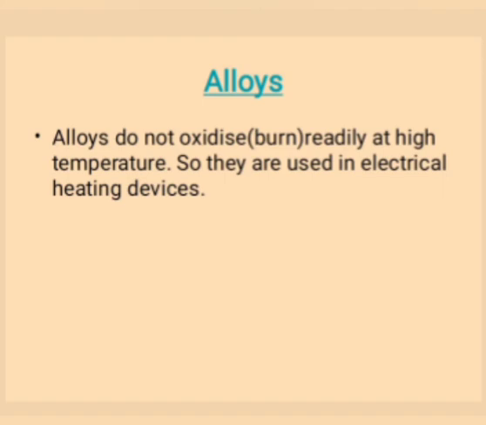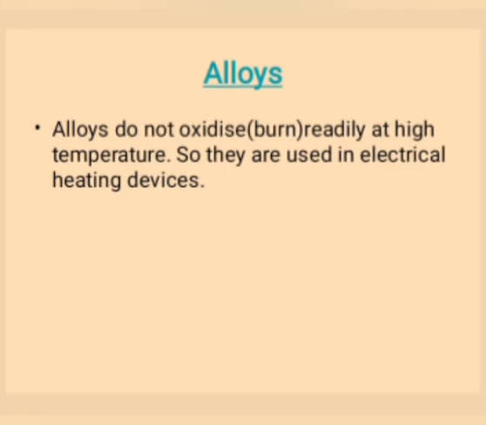Tungsten is used almost exclusively for filaments of electric bulbs. Copper and aluminum are used for electrical transmission lines. Students, please note, tungsten is used in electric bulbs. Copper and aluminum are used for electrical transmission lines.